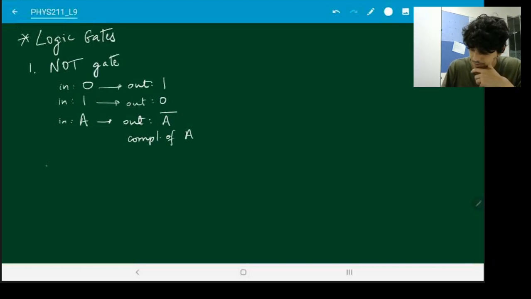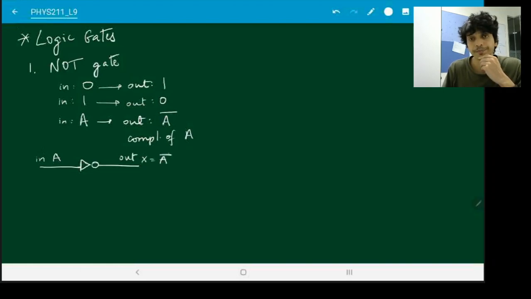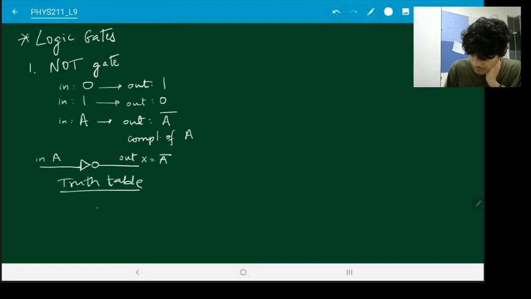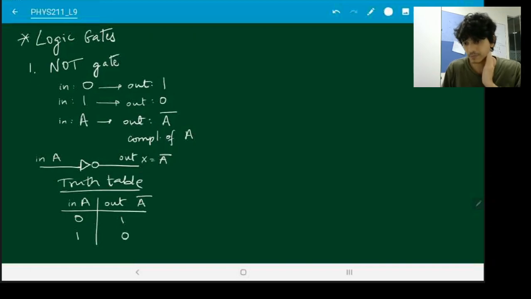This is denoted by this symbol. So if input is A, then the output X is A bar. You can write what is called the truth table for this gate. And the truth table for this looks as follows. Input A, output A bar. 0 gives you 1, 1 gives you 0. So this is called the NOT gate.